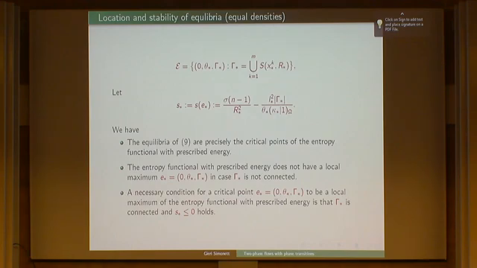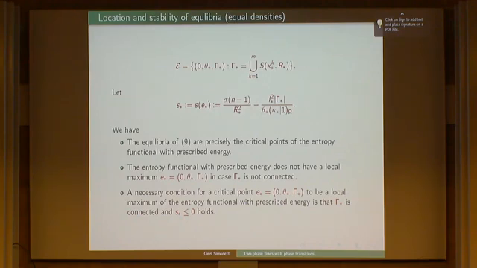So the right way to look at the equilibrium is you say you have a certain energy level, and you ask, on that energy level, where are the equilibria? If you fix the energy level, then the equilibria will be exactly the critical points of the entropy with the constraint of prescribed energy. So the thermodynamics of the entropy tells you where the equilibria are.